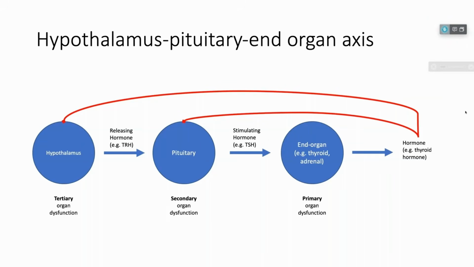So in primary, I'm making a ton of hormone, a lot of T3, T4. That will cause an increase in inhibition of the hypothalamus and pituitary. So my TRH and TSH would be low. However, if it was tertiary, I would have a high TRH level, which means I'd stimulate my pituitary like crazy and make extra TSH. Extra TSH means I'm going to have extra T3, T4. So they're all high in tertiary.